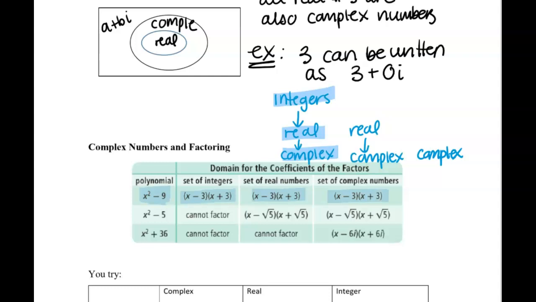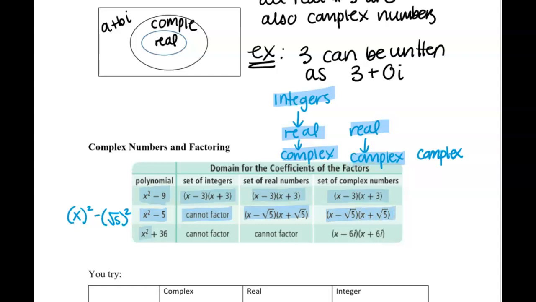If we look at x squared minus 5, the only way we can rewrite this is x in parentheses squared minus square root of 5 squared. So meaning over the set of integers, we can't factor because square root of 5 is not an integer. But it's a real number, so we can factor over real numbers. And if we have a real number, it's also complex, so we can factor over complex.